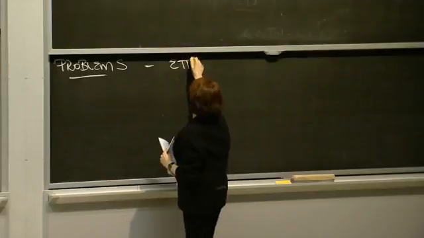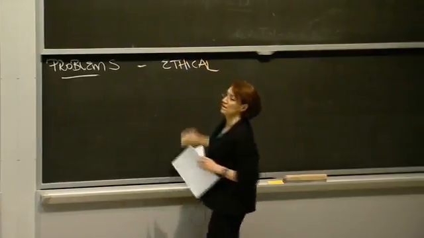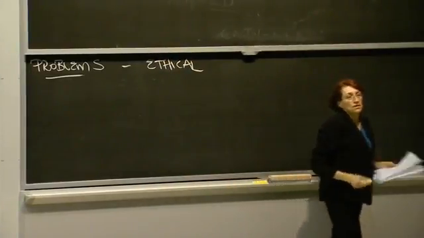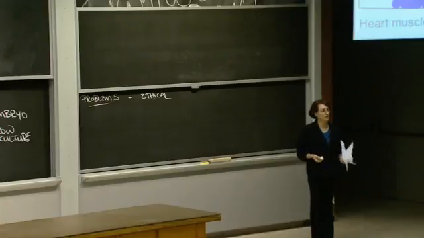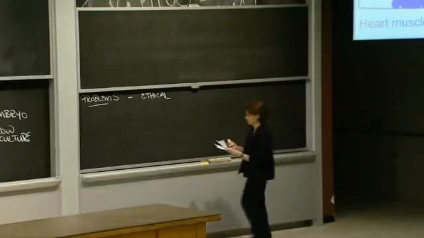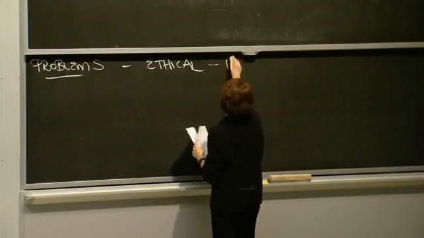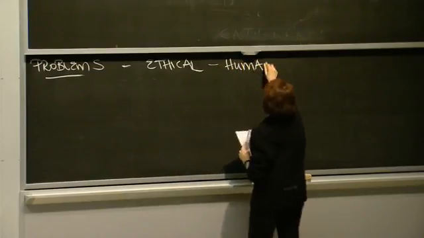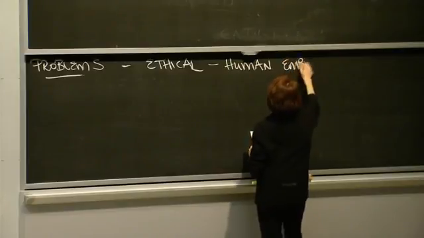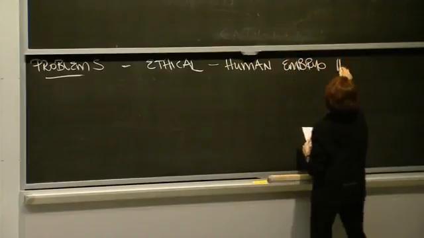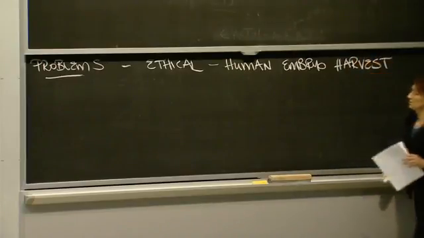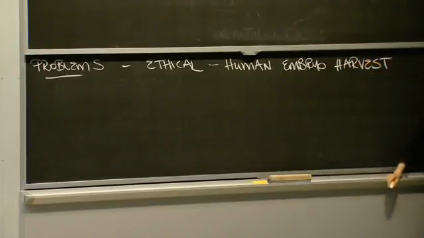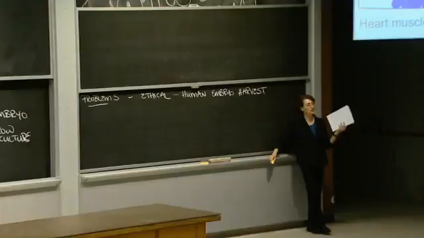One is ethical, in that you have to harvest human embryos. You have to obtain and harvest human embryos to get these human stem cell lines. And currently, you're really not allowed to do much human embryo work to obtain human stem cells.